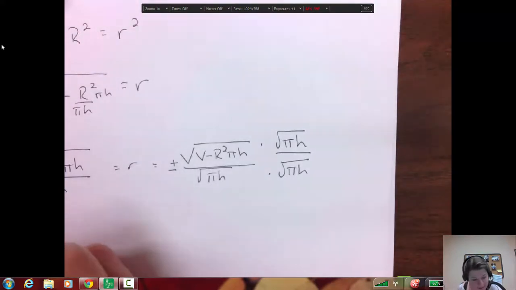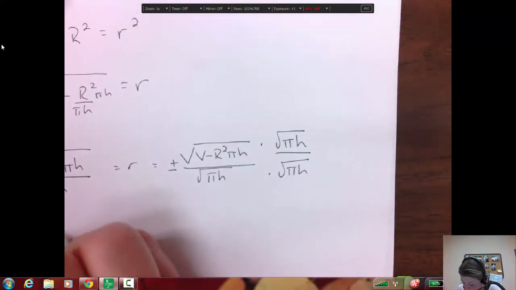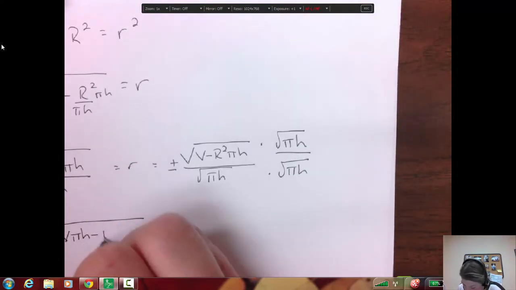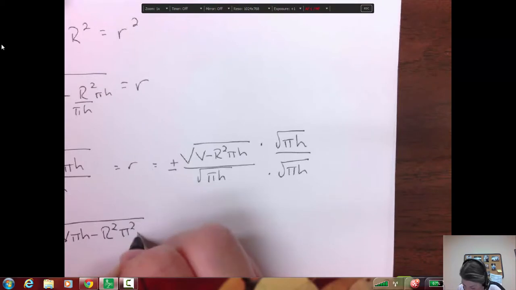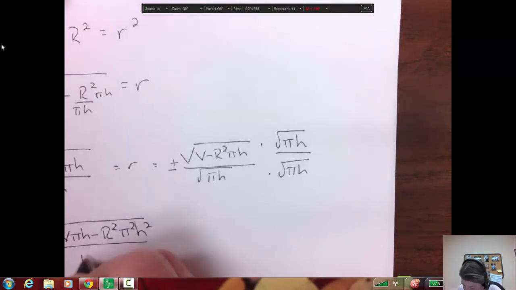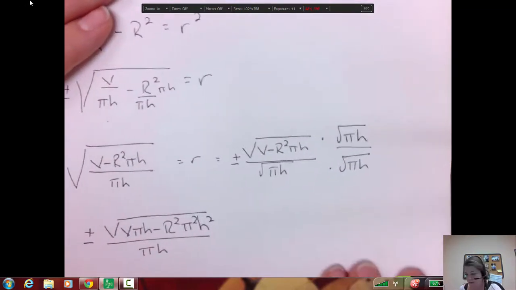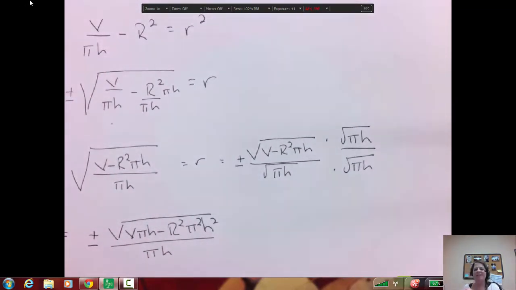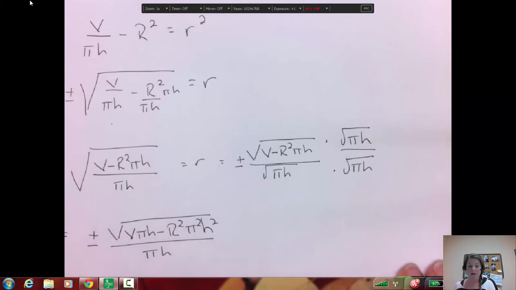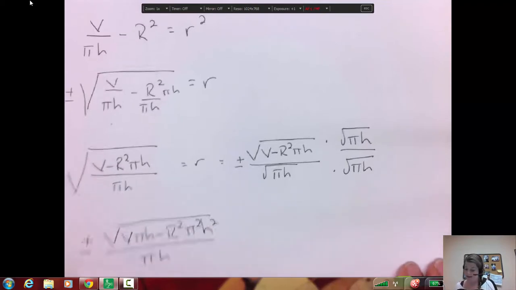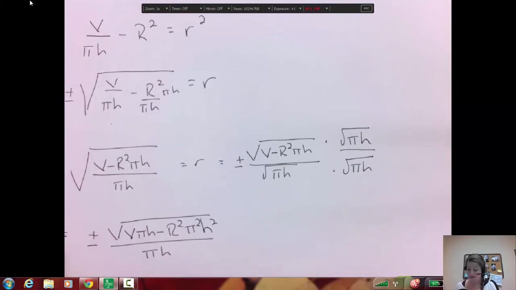So here is our final answer. Plus or minus the square root of v pi h minus R squared pi squared h squared over h pi. Woo! Kind of ugly, but once you've seen it, you're like, oh, okay, hopefully not too bad. So it uses the idea of rationalizing the denominator to get your final version of that ugly thing. So there we go. Be careful when you type it in that you use caps where you need caps.